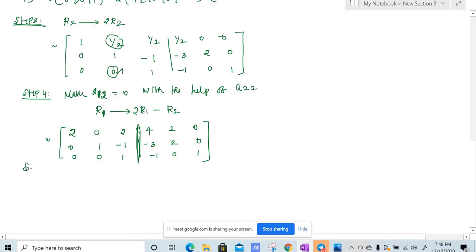Now step 5, we can proceed to step 5 because it is already 1. I think I made some mistake.